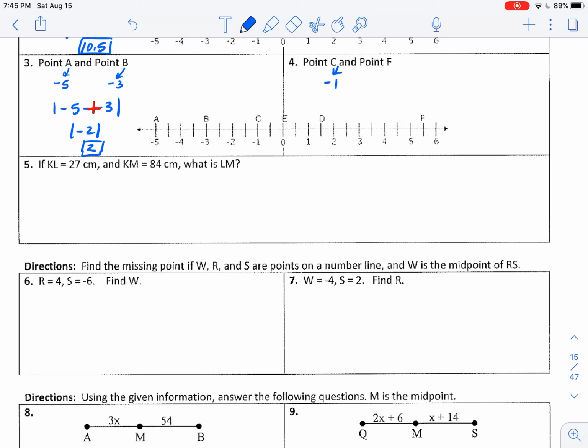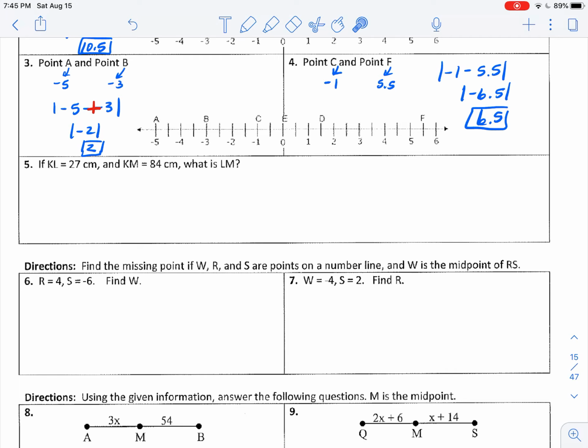Okay, number 4, point C and F. C is at -1. F is, again, between 5 and 6, so that's 5.5. -1 minus 5.5. Okay, they're the same sign, so we add them and we keep the sign, and the absolute value of -6.5 is 6.5. Let's verify, starting at C, and we're going all the way to F. So 1, 2, 3, 4, 5, 6 and a half.